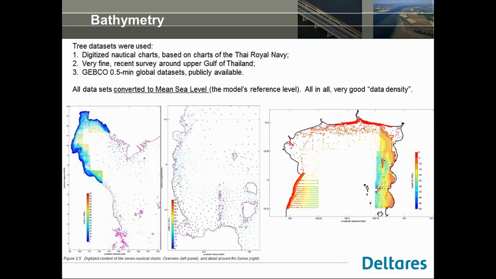In terms of bathymetry, also quite important, you need to have a good representation of the geometry of your area of interest. If you have that, you'll have a good tidal propagation and storm surge. We used a combination of several digitized nautical charts from the Royal Navy in Thailand. We used very fine surveys in the upper Gulf of Thailand, and then we combined all of this with the global GEBCO half-a-minute global dataset, which is publicly available.